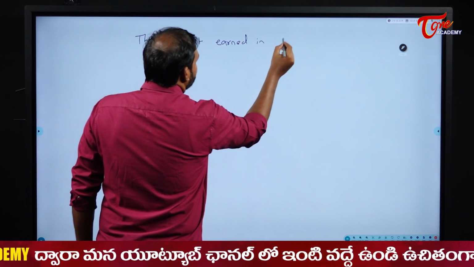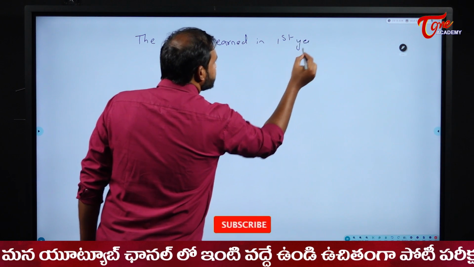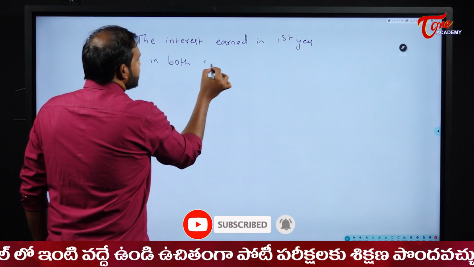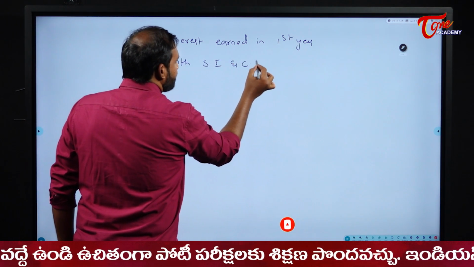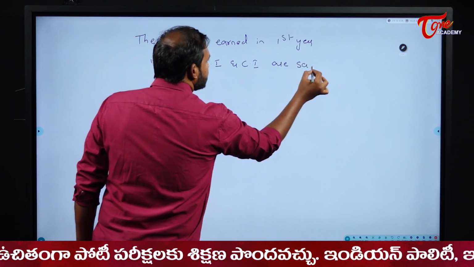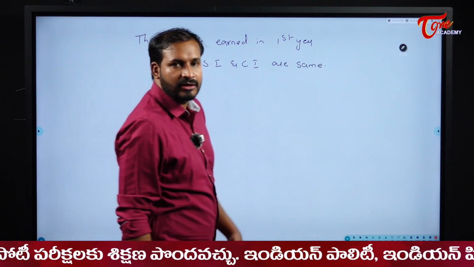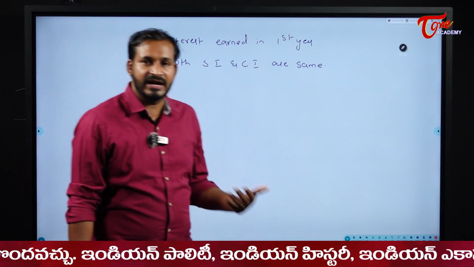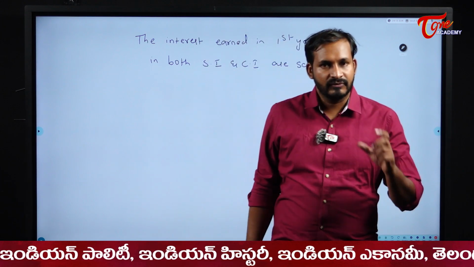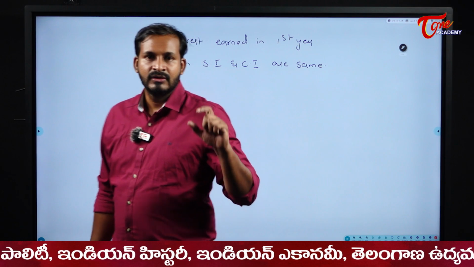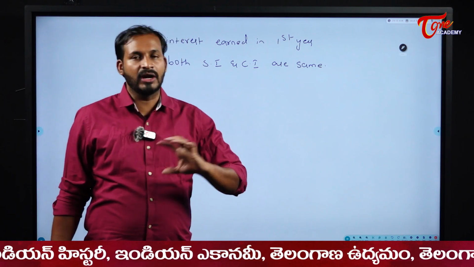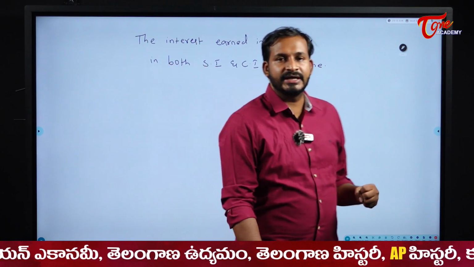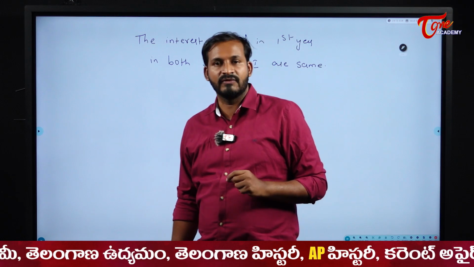In the first year, the interest in both SI and CI will be same, right? For the first year, the interest in simple interest and compound interest will be same if my compound interest is also compounded annually. Am I correct or not? That means for the first year or first half year, whatever we calculate, the difference between simple interest and compound interest will be 0 for 1 year.